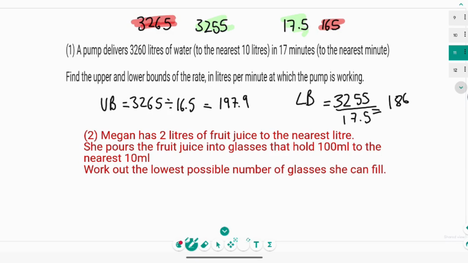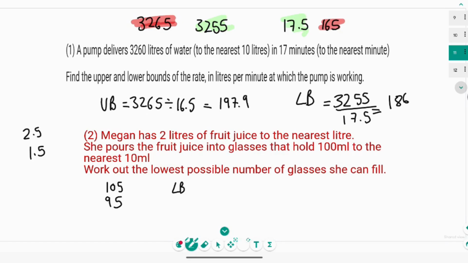Megan has 2 litres of fruit juice to the nearest litre. She pours the fruit juice into glasses that hold 100 ml to the nearest 10 ml. So 2 litres to the nearest litre, 2.5 upper bound, 1.5 lower bound. 100 ml to the nearest 10 ml, 105 for the upper bound, 95 for lower bound. The lowest number of glasses to be filled, so we want a smallest value, a lower bound.